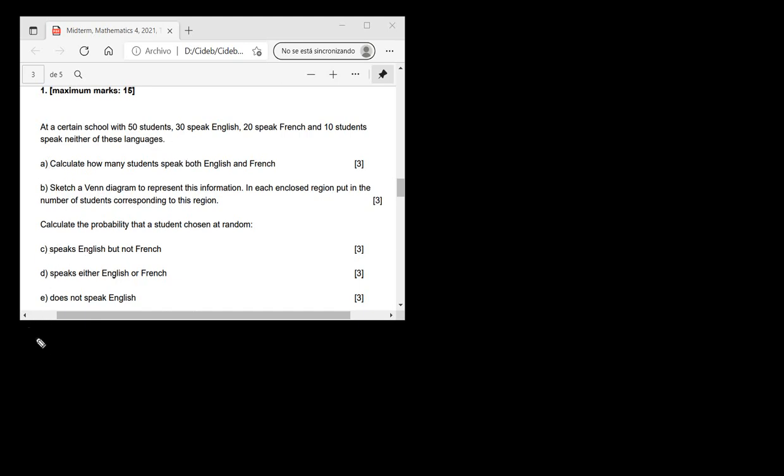Such as, for example, A. Well, let me represent this here. How many students speak English in this school? I'm going to represent that by E. That's 30. How many people know French? That's 20. And neither is 10. All right. Now, let's calculate how many students speak both English and French. That's the first question. How many students speak both?